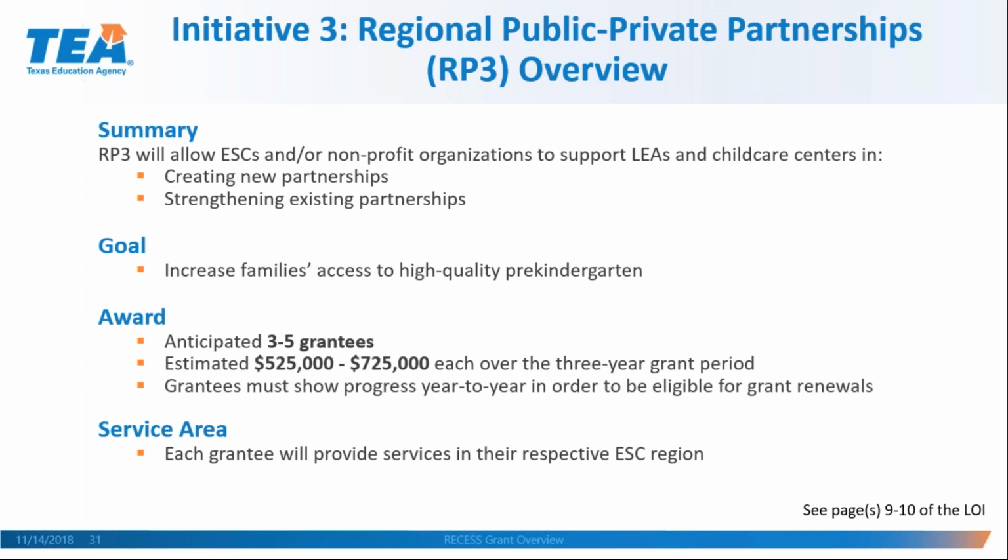The selected ESCs and/or nonprofit organizations will primarily provide coverage within their respective regions. TEA anticipates awarding 3 to 5 grantees, $525,000 through $725,000 each over the 3-year grant period. Final grant amounts awarded will be dependent upon the scope of the project and number of grantees chosen. Grantees must show progress year to year in order to be eligible for grant renewals.